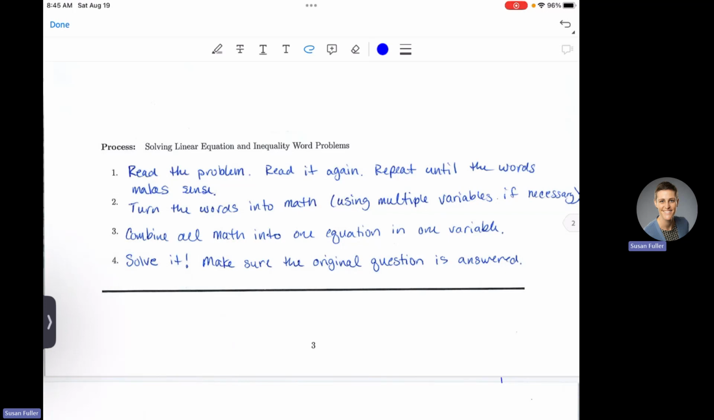Wanted to work through a couple word problems with you on homework one because I know we didn't get a whole lot of time to do that.